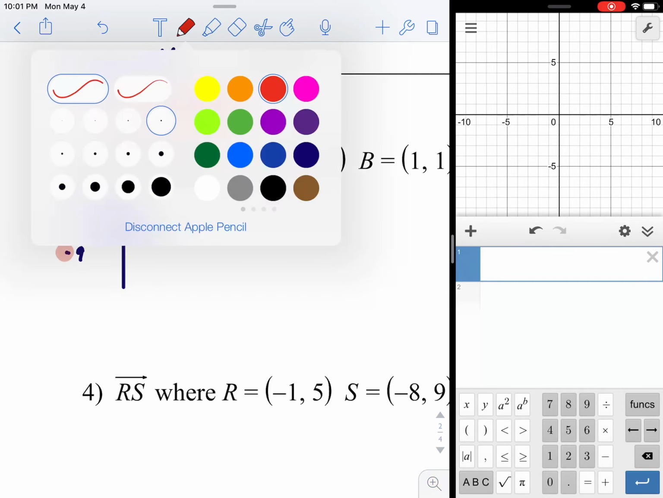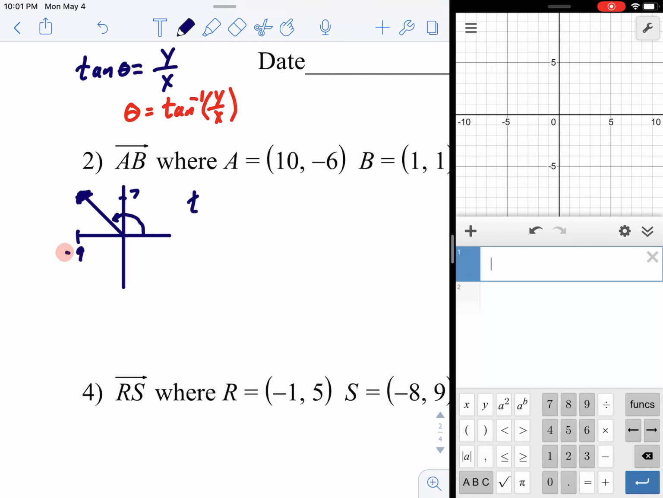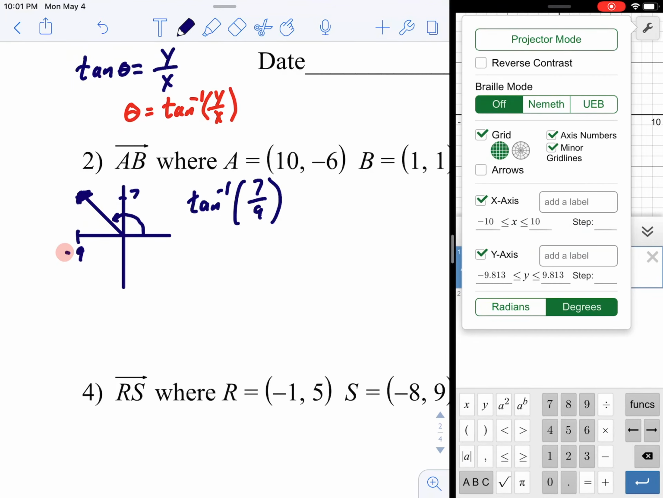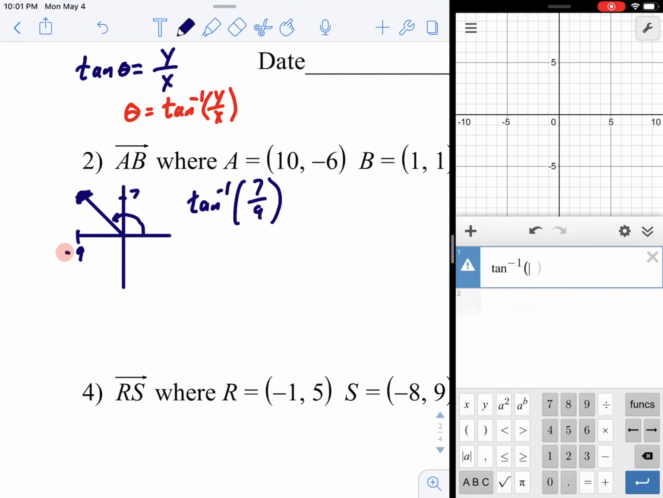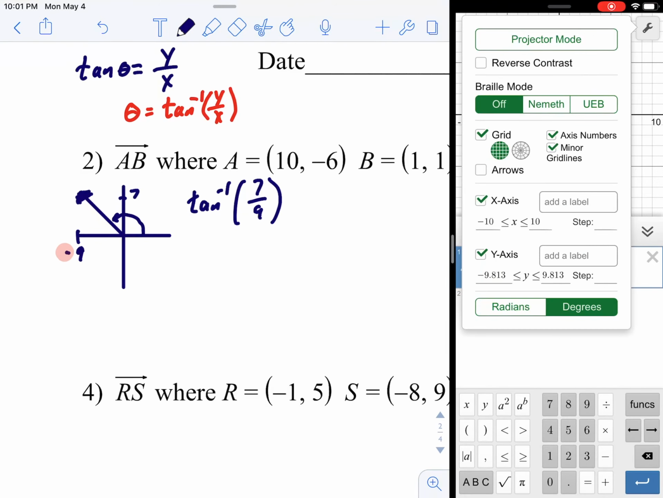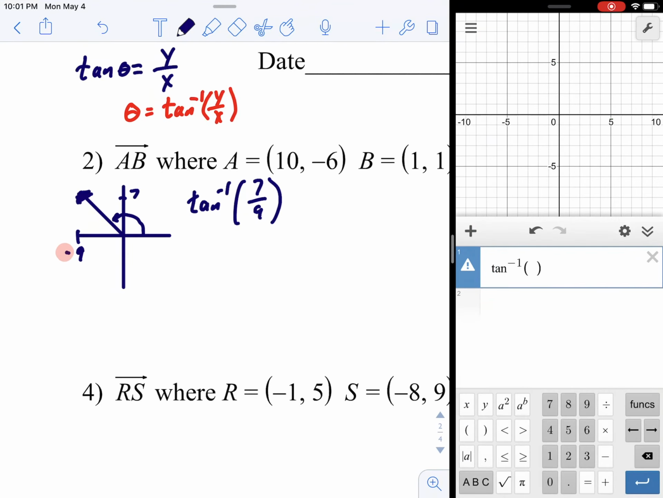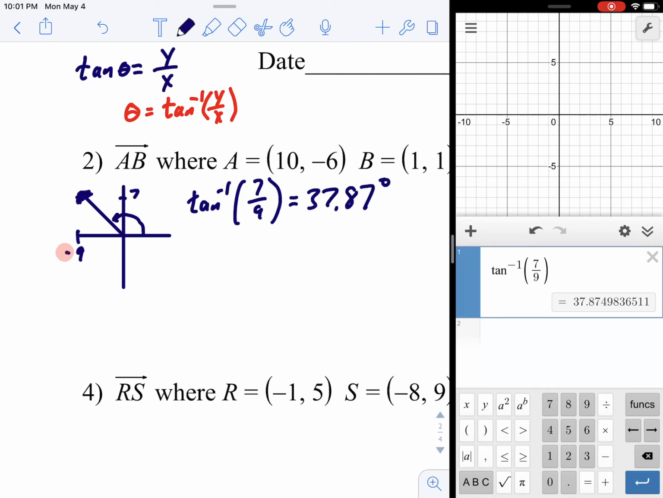We are going to do, let me get back to the right color, the inverse tangent of y over x, that's 7 over 9. So you don't do the negative. Inverse tangent. Oh, also, don't forget to make sure you're in degrees. We're going to go ahead and do all of our answers in degrees. We're not working in radians at all. So remember that little wrench up there in the upper corner, and then select degrees. Okay, so 7 over 9, and you get 37.87 degrees. Okay, that is how big this angle is.